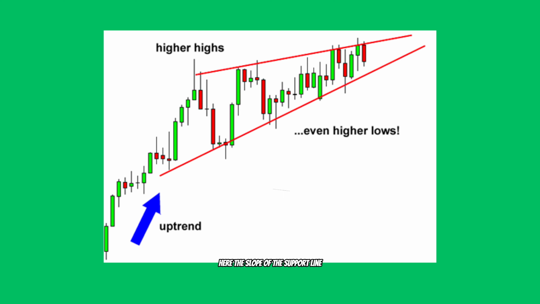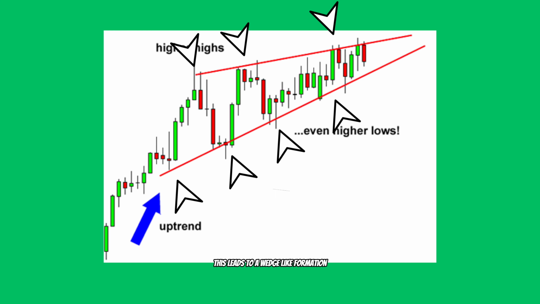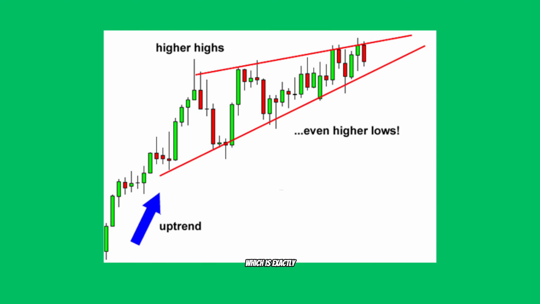Here, the slope of the support line is steeper than that of the resistance. This indicates that higher lows are being formed faster than higher highs. This leads to a wedge-like formation, which is exactly where the chart pattern gets its name from. With prices consolidating, we know that a big splash is coming.